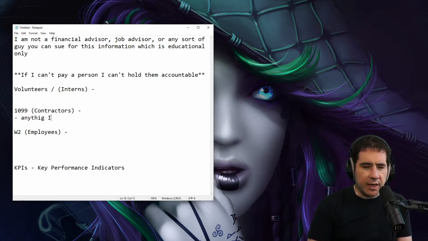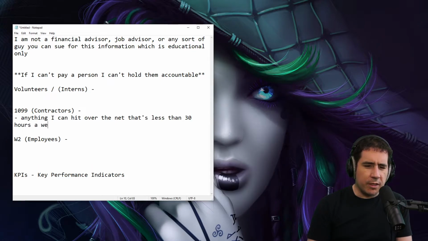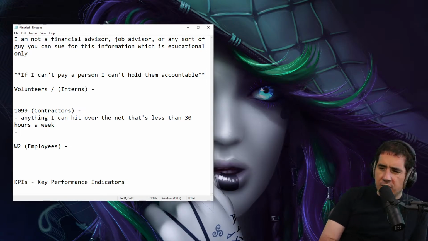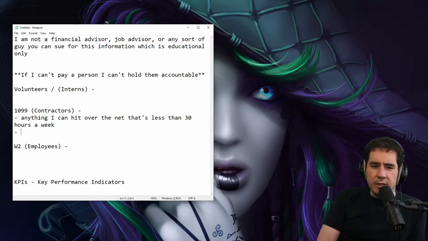So this is anything I can't hit over the net, or anything I can hit over the net that's less than 30 hours a week, which basically means, can I solve the problem for less than 30 hours a week? Great. Otherwise, I need an employee. You would be surprised how many problems you can solve for less than 30 hours a week. You can solve most problems. The only ones you can't are like sales, biz dev, and on from there. Most of the ones you can solve.